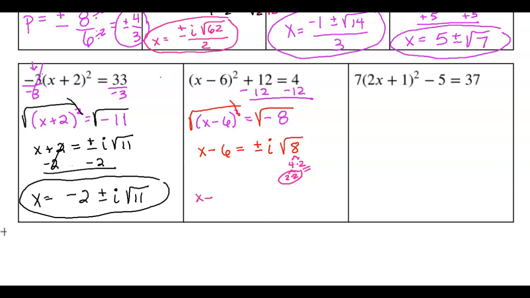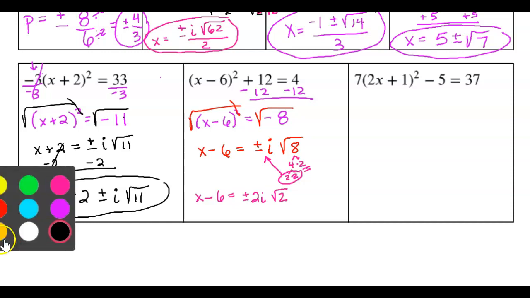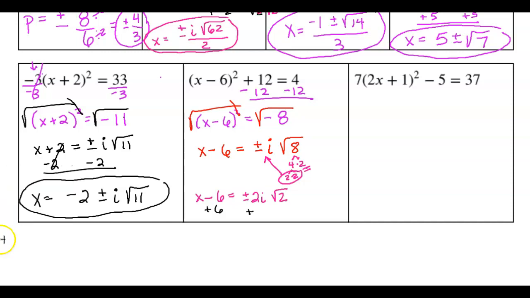So I get x minus 6 equals, the 2 is going to come out, so plus or minus 2i. We always put the number in front of the letter. And then this 2 is single, so it's going to stay in. And my last step is I'm going to add 6. But remember, I'm just going to put it side by side. So x equals 6 plus or minus 2i root 2.